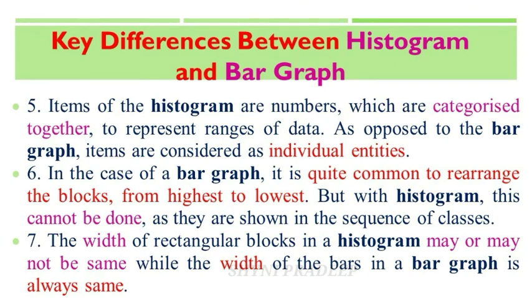Items of the histogram are numbers which are categorized together to represent ranges of data. But in a bar graph, items are considered as individual entities. In a bar graph, it is quite common to rearrange the blocks from highest to lowest, whereas in a histogram, this cannot be done, as they are shown in the sequence of classes. The width of rectangular blocks in a histogram may or may not be the same, whereas the width of bars in a bar graph is always the same. These are the key differences between a histogram and a bar graph.